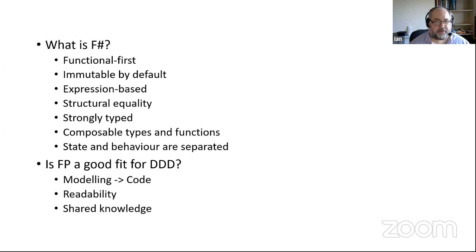The core difference between OOP and things like F Sharp and functional programming is that state and behavior are two completely different things. So rather than having them as one thing, that you're encouraged to do in object-oriented programming, in functional programming you do it differently. You create state and then you transform state within functions. And that's part of what functional programming is. So that's what F Sharp is.